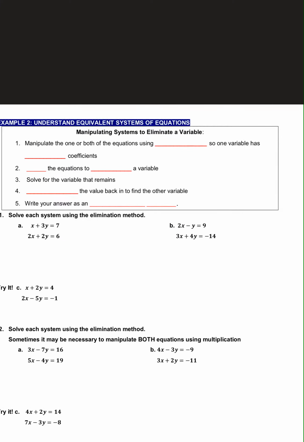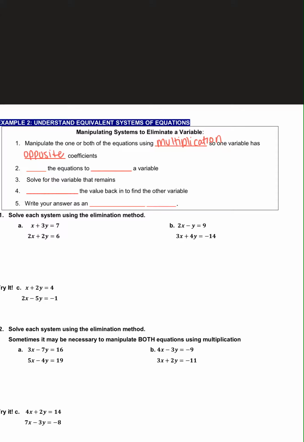So example number 2, we are going to, step 1, manipulate one or both. So sometimes you only have to manipulate one, sometimes you have to manipulate both of the equations using multiplication, so that one variable has opposite coefficients. So therefore things will cancel out.